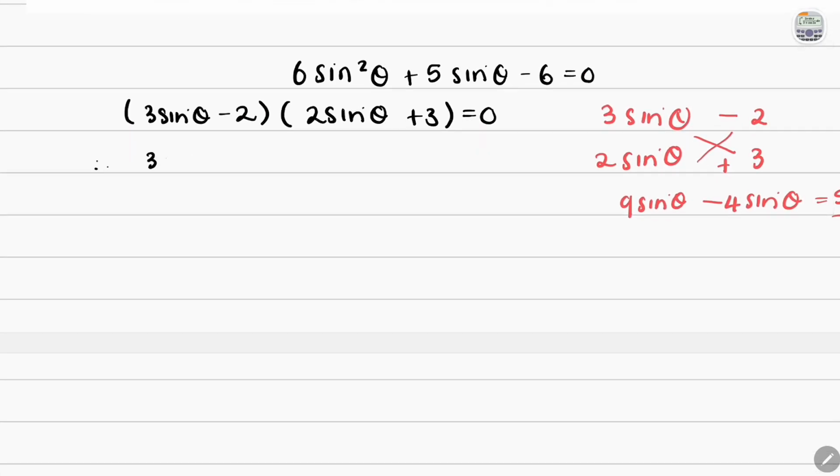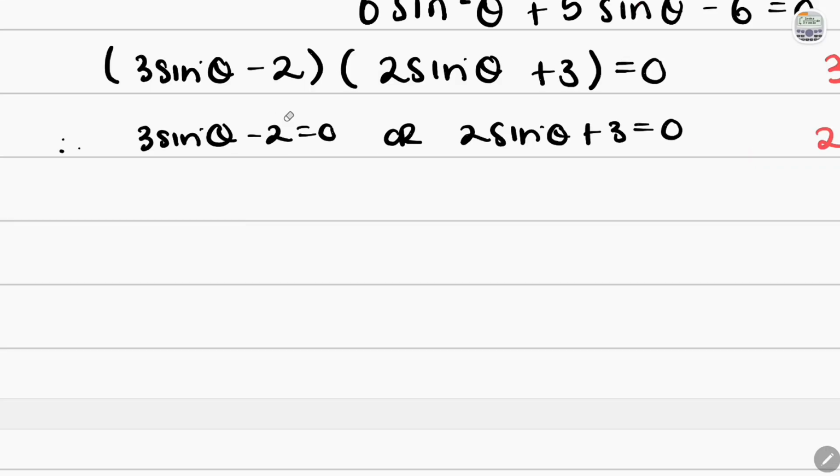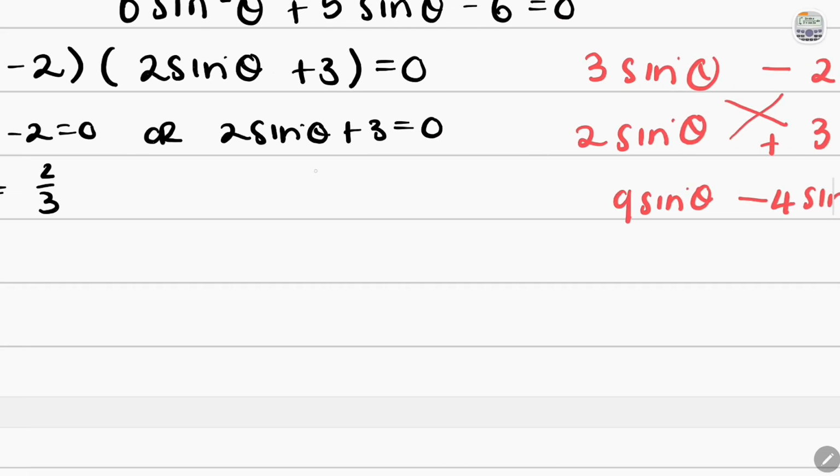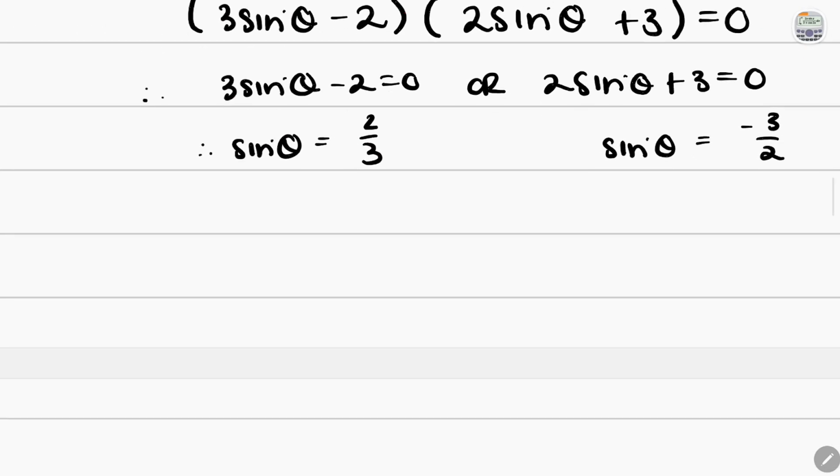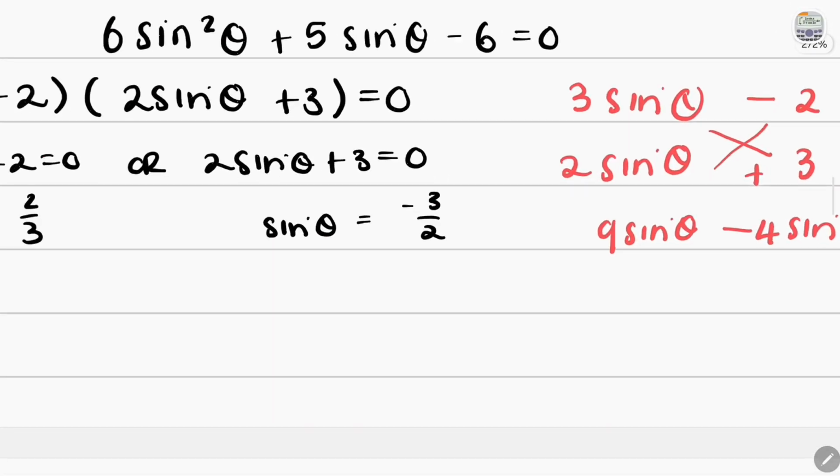This means that 3 sine theta minus 2 equals 0, or 2 sine theta plus 3 equals 0. Here, if you transpose the negative 2, it becomes positive, and divide both sides by 3, sine theta is equal to positive 2 over 3. Likewise here, transpose that 3, it becomes negative, and divide both sides by 2, sine theta is equal to negative 3 over 2. You can already see a problem with that. But let's just deal with the one that is going to be an issue.